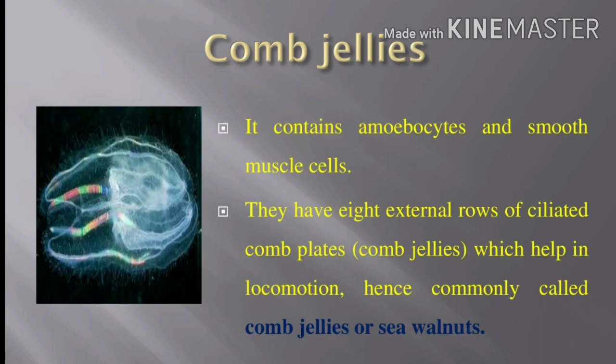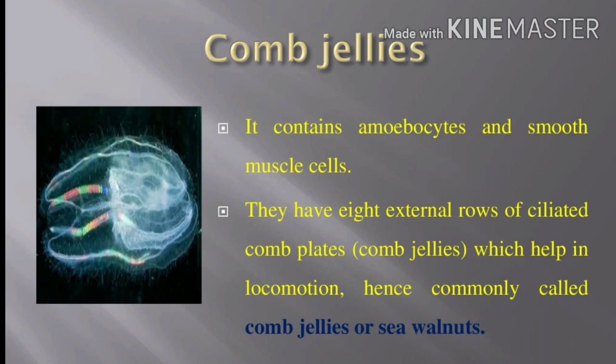The comb jellies are also called sea walnuts. What is the reason we call comb jellies sea walnuts? Because the comb jellies have 8 external rows of ciliated comb plates which are used in locomotion. The comb jellies also have amoebocytes and smooth muscle cells. So the comb jellies are called sea walnuts. Can you understand? What are the examples of phylum Ctenophora?